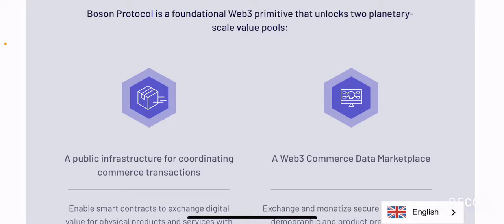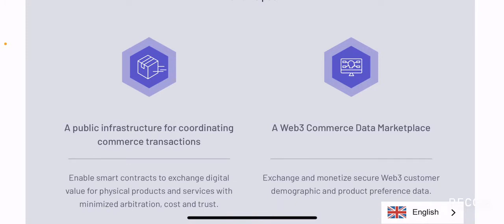So you need a public interface. It's like if you buy something from Amazon, it goes to the Amazon Web Service server, which has the database of all the products that you particularly want from a particular warehouse, and then relays the information in order to enable the product to be purchased by you, right? But Boson Protocol uses the same mechanism to a similar extent, and it does it in a public, web-based infrastructure to enable e-commerce transactions, along with a Web3 commerce data marketplace.